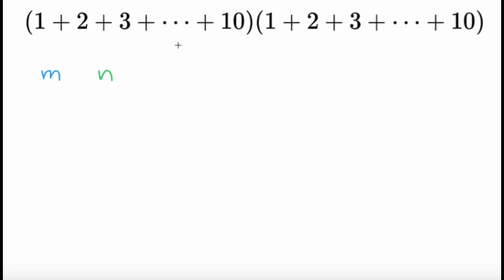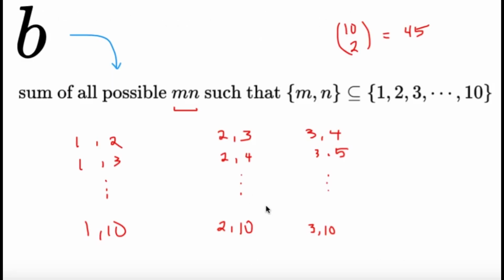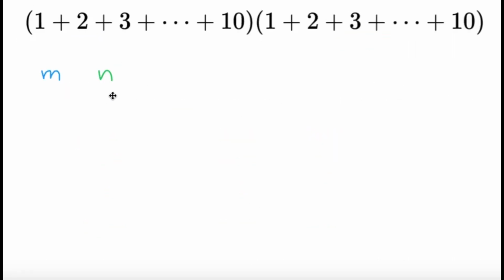But from this, we can eliminate those terms that we don't want. We're going to make some nice observations here. For example, if I were to expand this out, let's just say m and n are 2 numbers, just like here, the pairs of numbers.